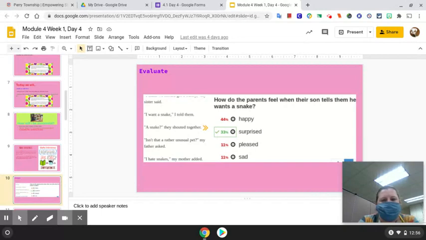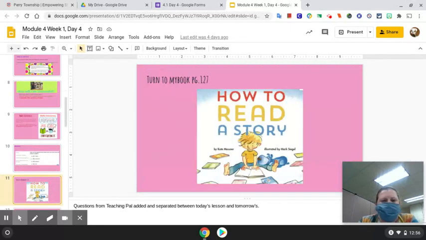So it doesn't tell us here that the parents were surprised, but I can use clues because they shouted. They asked a question, a snake. They talked about it being unusual. I know the parents are probably surprised that the boy wants to be a snake. So we're going to reread how to read a story and answer some questions and make some inferences along the way.